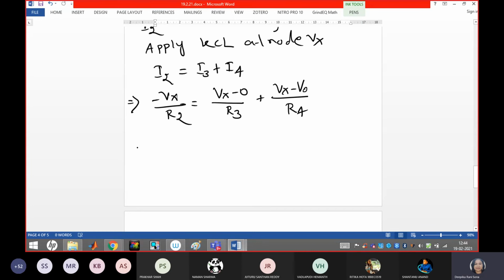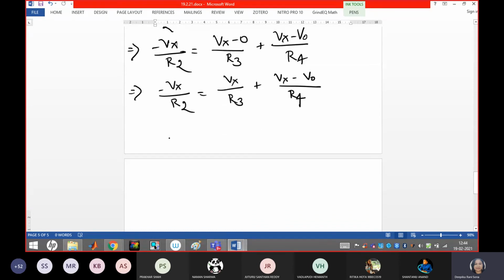Up to this you got? Minus Vx by R2. We will simplify this. Vx by R3 plus this one is Vx minus V0 by R4. Then take all the Vx to one side so that we can get V0 to another side. So here we bring this minus of Vx by R2 to this side. Already minus of V0 is there, so it will become plus.